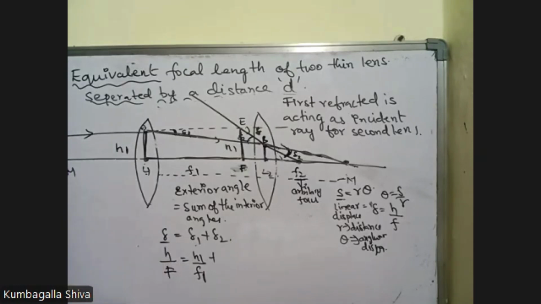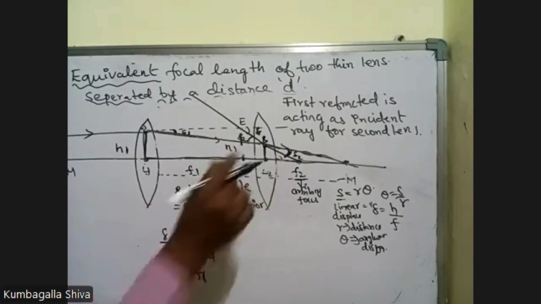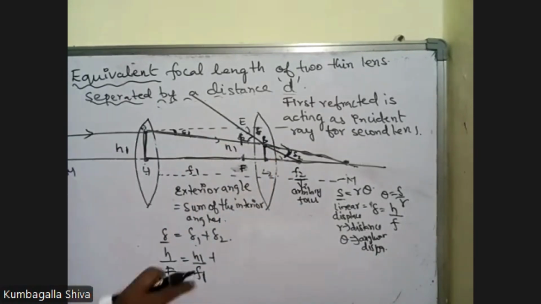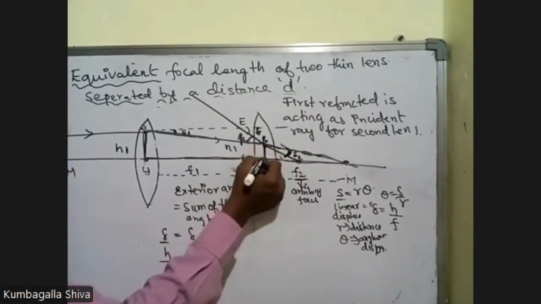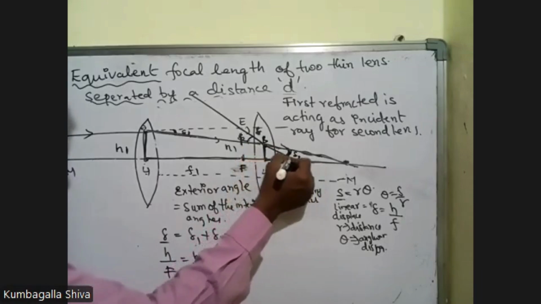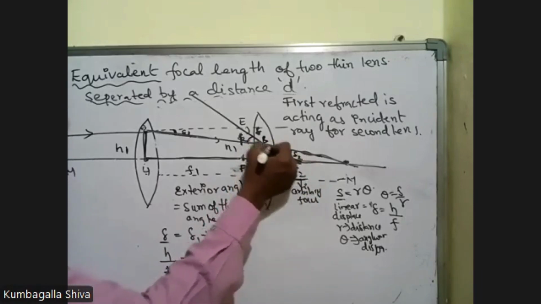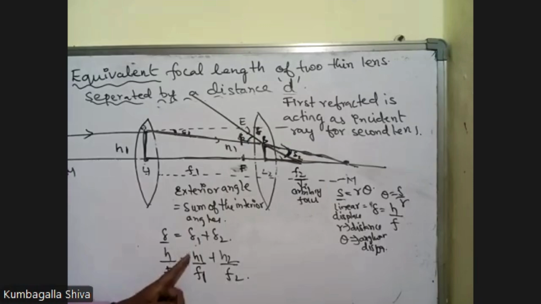Now delta 2 is what? Vertically opposite. Delta 2, in the small triangle B L2 F2 that you are seeing, is h2 by f2. So delta is equal to delta 1 plus delta 2, that is h by f equals h1 by f1 plus h2 by f2.